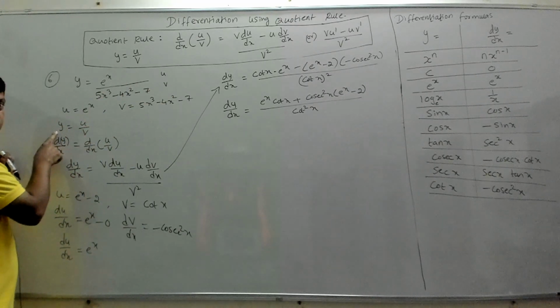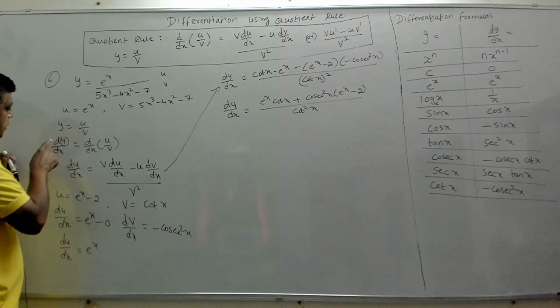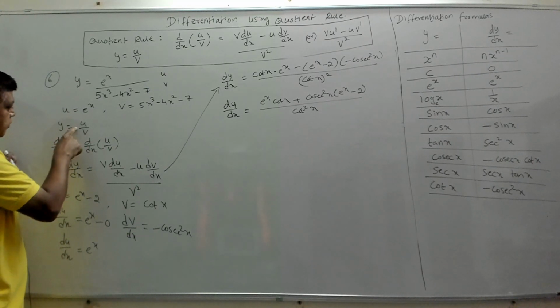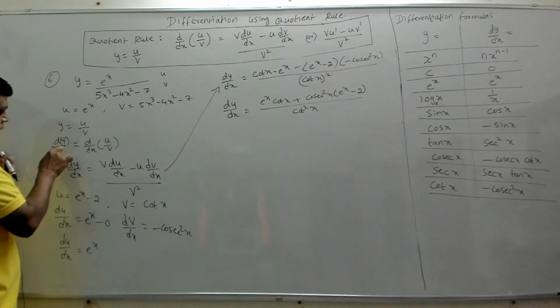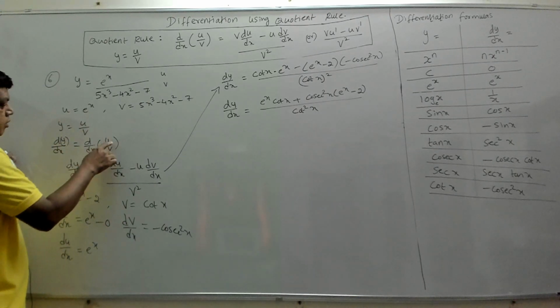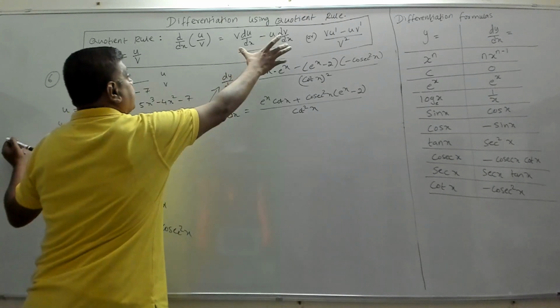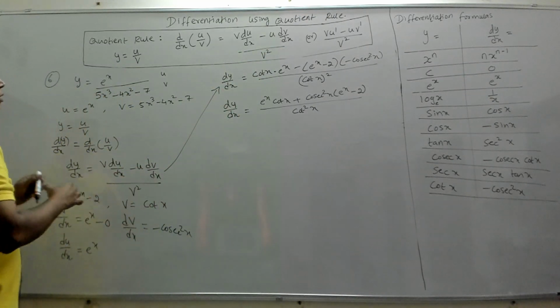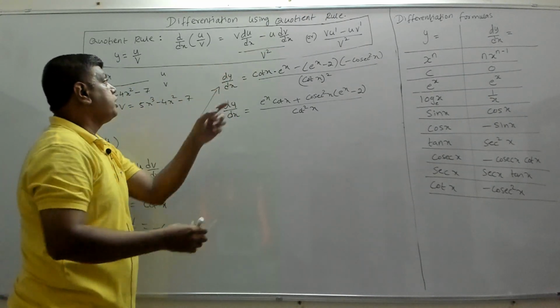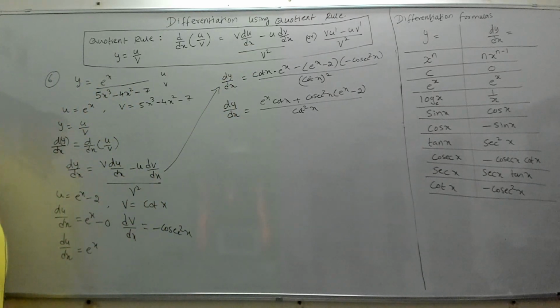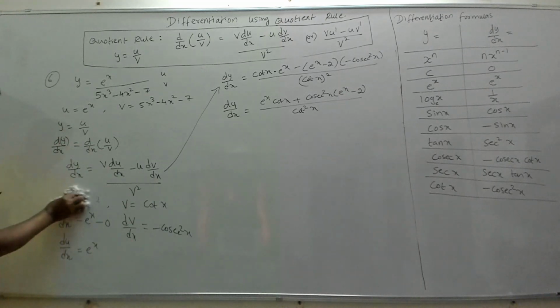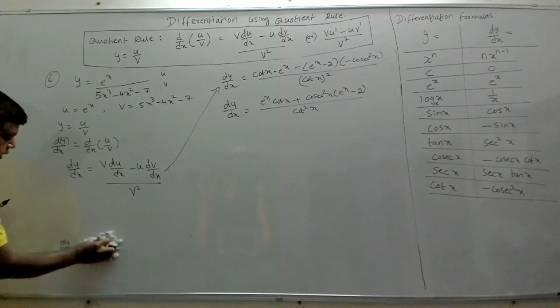So now differentiating y, d by dx of y is equal to differentiation of u by v, which is d by dx of u by v. So this will become dy by dx. Then d by dx of u by v is v du by dx minus u dv by dx, by v square. Fine. Now we'll have to substitute all these values. So what is our u and v?